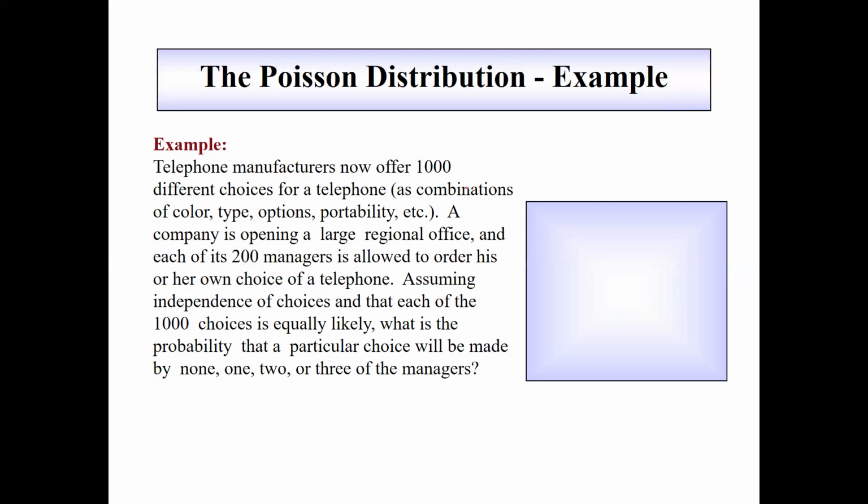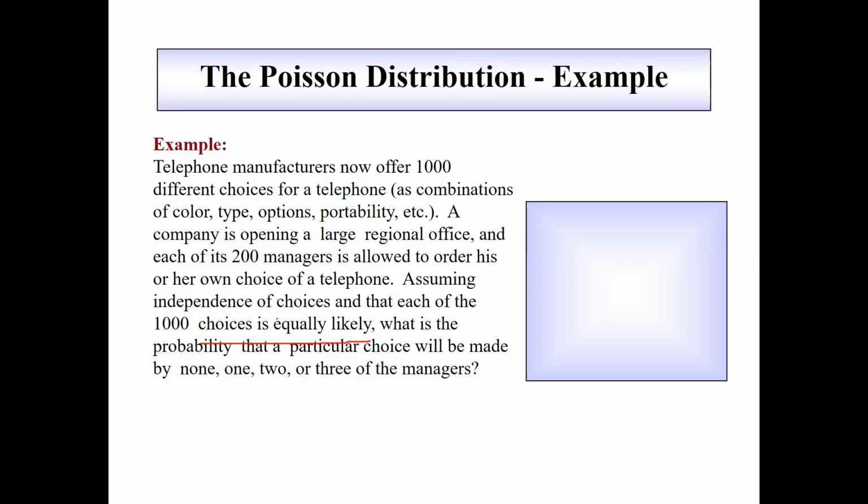Mostly this distribution was developed whenever the telephone industry was created. It is an ancient distribution. Suppose we have 1,000 choices for the telephone: color, type, option, portability. A company is opening a large regional office, and each of its 200 managers is allowed to order his or her own choice of telephone. Which type of telephone is most preferable for the clients? Assuming the independence of choices and that each of the 1,000 choices is equally likely, what is the probability that a particular choice will be made by none, 1, 2, or 3 of the managers?